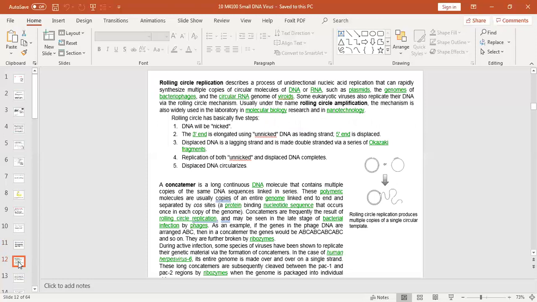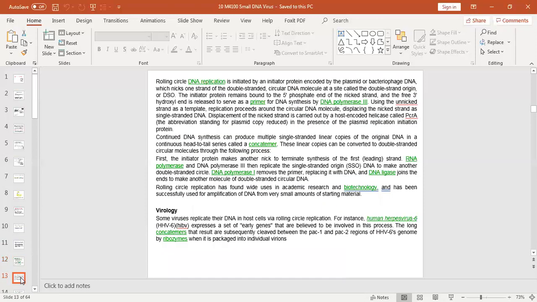There is a description of rolling circle replication and the definition of a concatemer. I am sure that you have encountered these before during the prerequisites for this course, but for simplicity and availability, I posted this slide so it's readily available for you to look at. Moving on to slide number 13, again, rolling circle and its use in virology. Moving on to slide number 14.